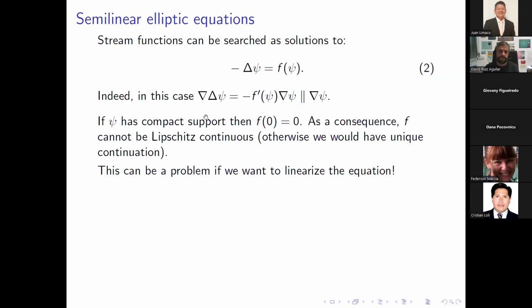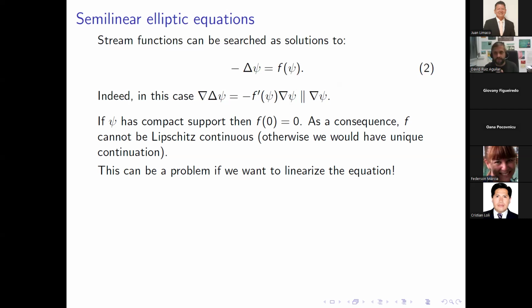The first one is the following. If we want a solution with compact support, then let's say psi equals 0, then the Laplacian of 0 is 0, so f of 0 needs to be 0. But then you have the 0 solution, and you also have your solution. So in a certain sense, you are contradicting the unique continuation of elliptic PDEs. And this is possible only if f is non-Lipschitz. If f is Lipschitz, you have unique continuation, and such a solution cannot exist.